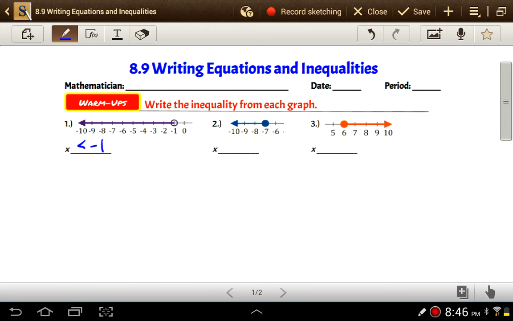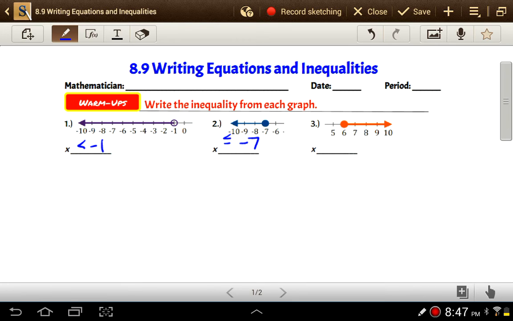In example 2, I have x, the number that's circled is -7, so I put -7. Then I can see that the numbers less than -7 are shaded in, and also -7 is shaded in, which means I have to do the less than or equal to inequality. So x is less than or equal to -7. And again, that's because it is a closed circle. It is filled in, so I have to put the equal to bar.